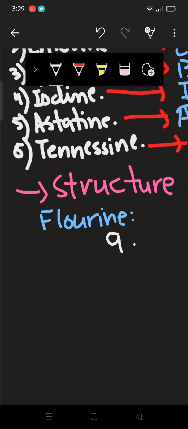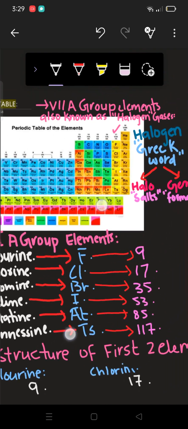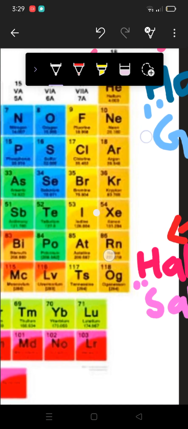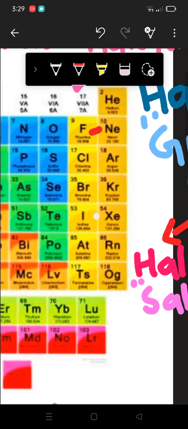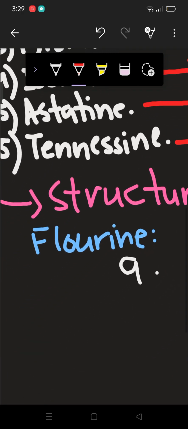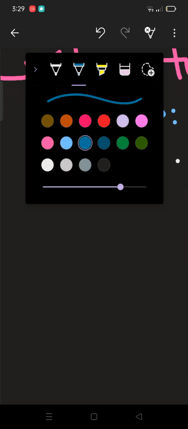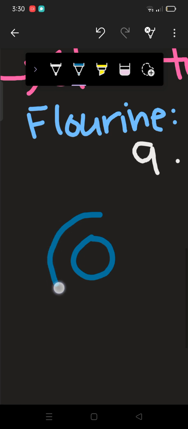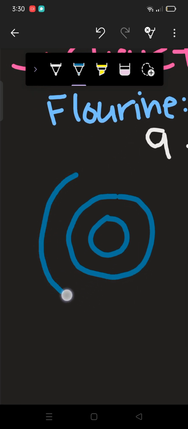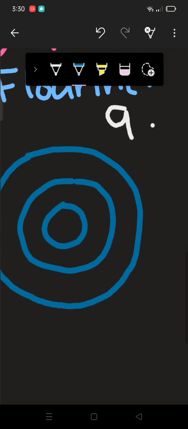So let's talk about the structure, how many electrons are present in the first shell, second shell. First, let's talk about the shells. How many shells would be there in fluorine? As you can see here, fluorine is in the second period. As I told you in the last video as well, periods represent the shells. So fluorine will have 2 shells. This is the nucleus, this is the first shell, which is also known as K, and the second shell is known as L.